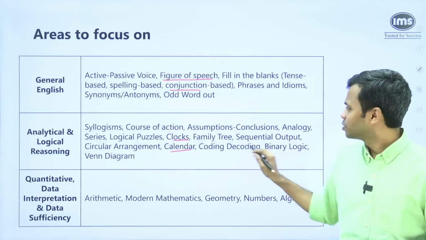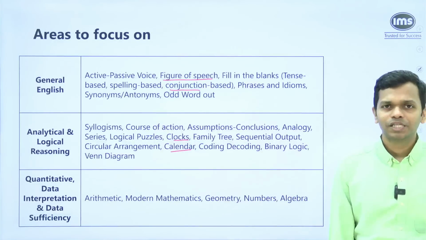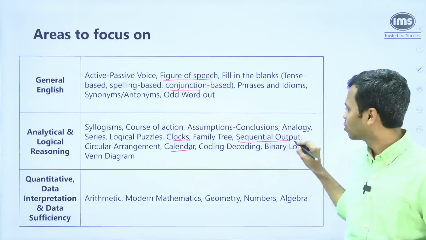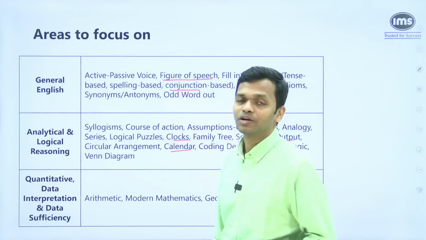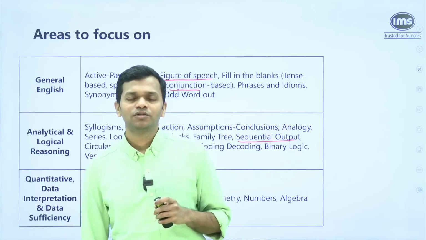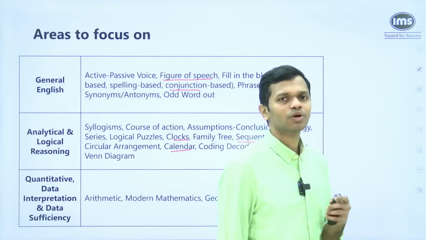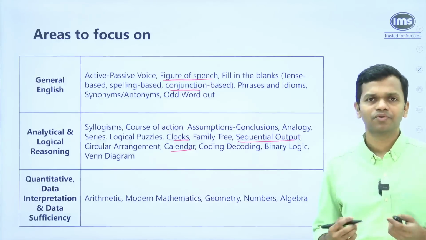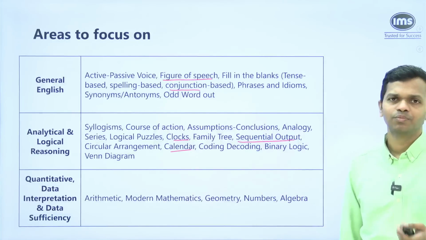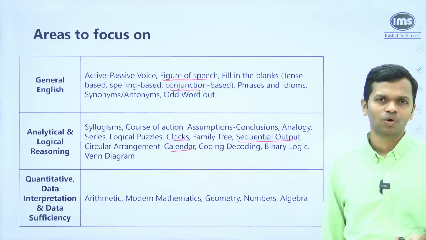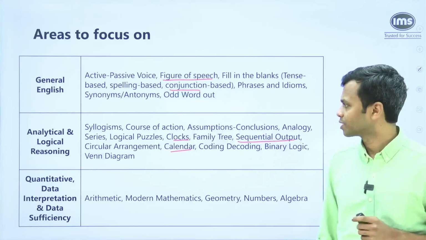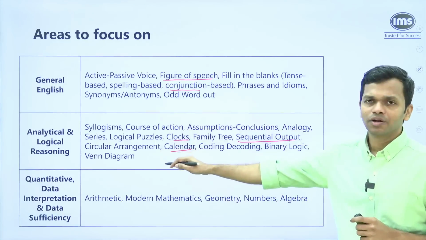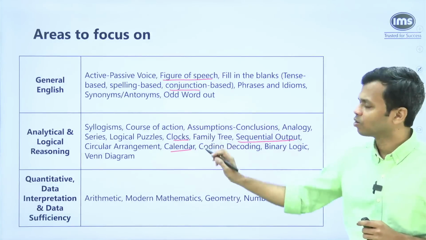Now there are a lot of questions on coding, decoding, family tree, sequential output, and so on. Sequential output, another name is input output as we call it. This is one thing which most of you who have prepared for NMAT have already prepared. So you don't have to do it separately, but in case you haven't prepared for NMAT, sequential output, input output, have a look at that. Typically 1 or 2 questions is what you can expect. Then questions could be on circular arrangement, coding, decoding, binary logic, and Venn diagram.